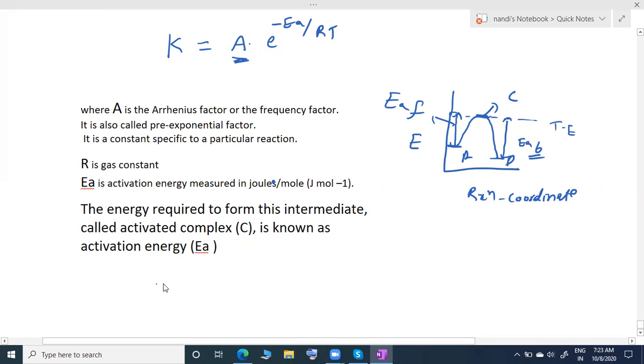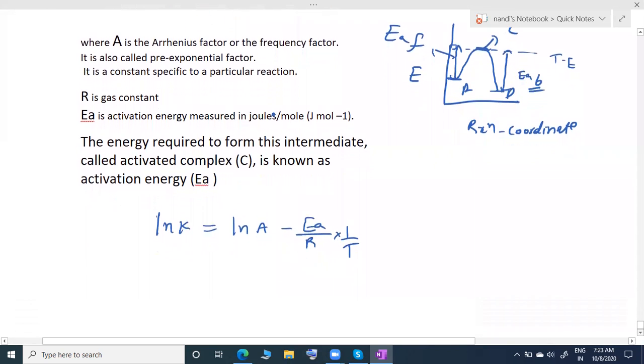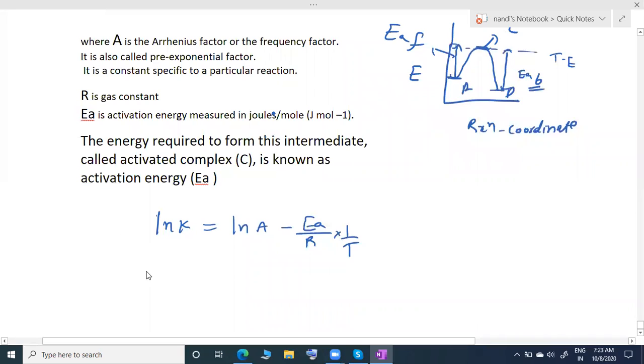So you can take ln on both sides: ln k equal to ln A minus Ea by RT. I can write Ea by R times 1 by T. So this is the graph they ask a number of times. What is the graph? ln k versus 1 by T. Keep in mind, they sometimes give questions directly with T, or 1 by T, or T inverse also you can take.